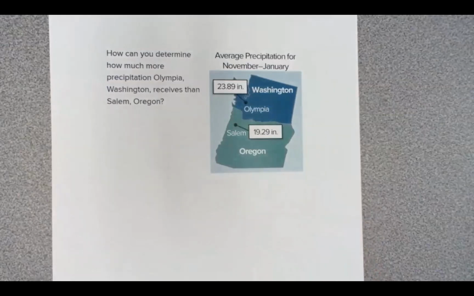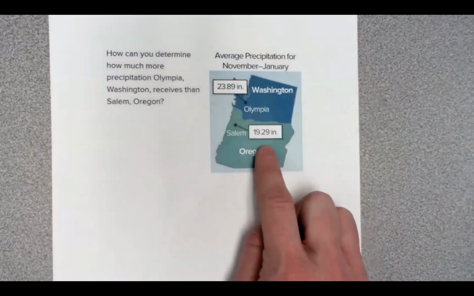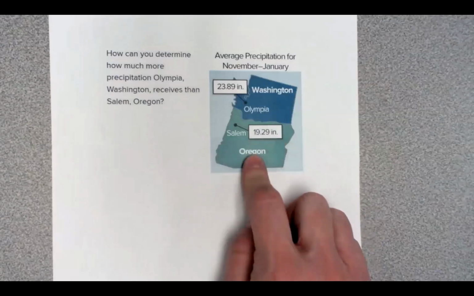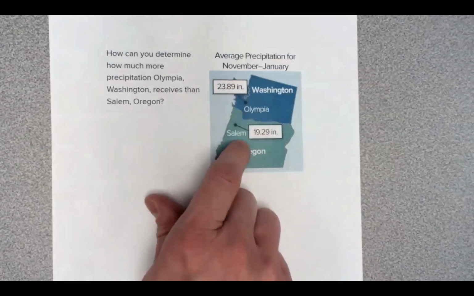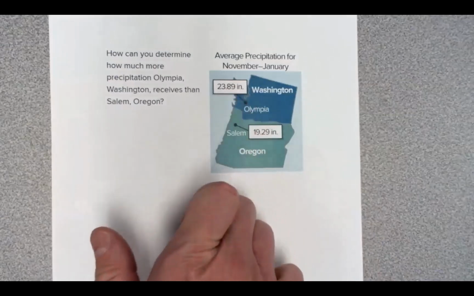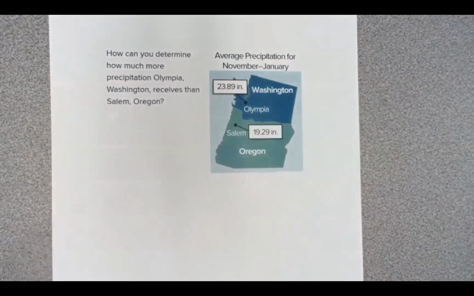So I'm trying to determine how much more precipitation Olympia received than Salem. The natural tendency here might be to jump for a keyword. We want to steer clear of keywords because sometimes students might see the word more and think we're supposed to add, but that's not always true. So here we really want to think about the context. We are comparing the precipitation in Olympia, Washington with the precipitation in Salem, Oregon, and trying to determine how much more precipitation occurred here than here. So when we're making a comparison, we are subtracting. That is our focus. We want to make sure that students understand that we are comparing, and that is why we're subtracting.